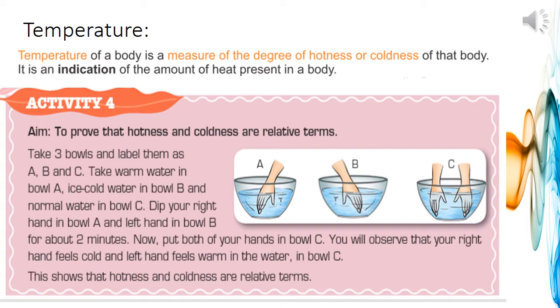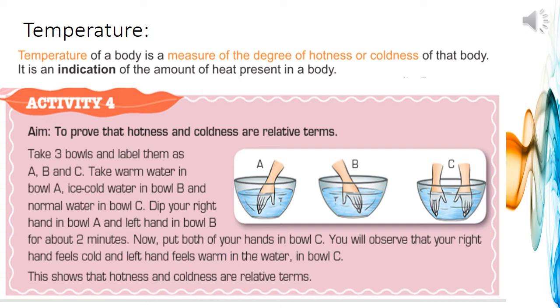So what we are doing here is we are taking 3 bowls and labeling them A, B and C. In A we have warm water, in B we have ice cold water, and in C we have normal water. You dip your right hand in bowl A, the warm water, and your left hand in bowl B, the ice cold water, for 2 minutes. After 2 minutes, you take out your hands and dip both hands in bowl C, which is the normal water.